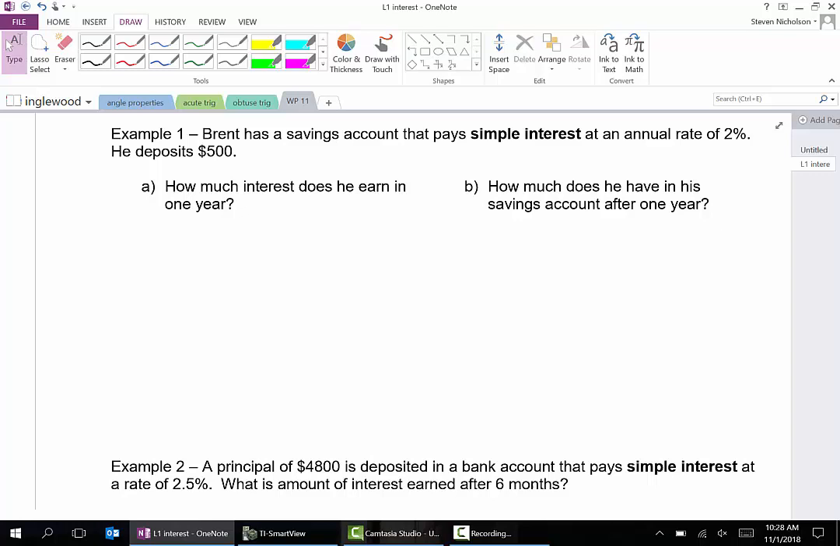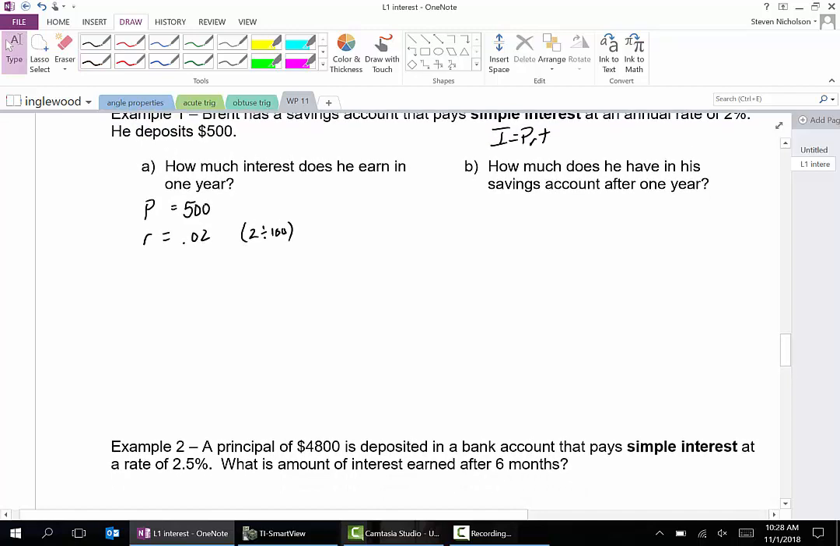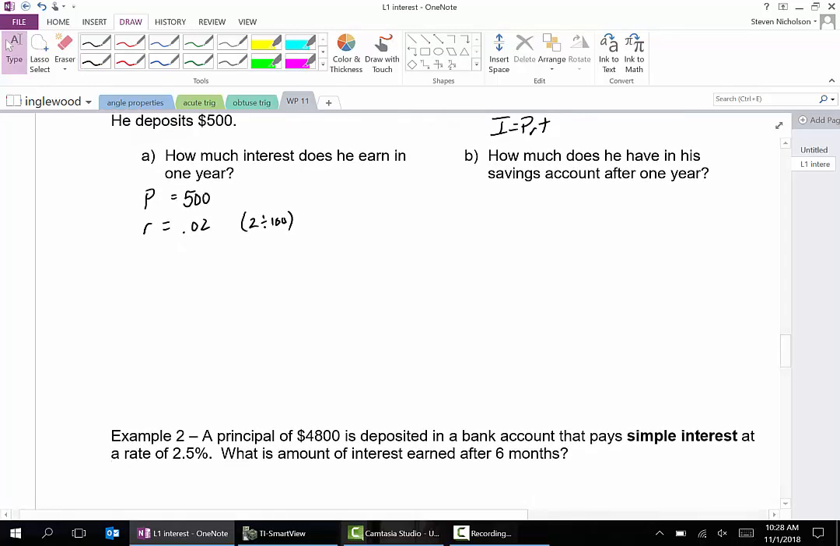And I'm going to suggest you do something. In our simple interest formula, it's I equals PRT. And what I really suggest you do is make a note of what each letter is. So P represents the principal. In this case, it's $500. R represents the interest rate. Remember, it's the interest rate as a decimal. And in this case, it's 2%, or 2 divided by 100, and that's where your 0.02 comes from. And in this case right here, T is 1, because it is 1 year.